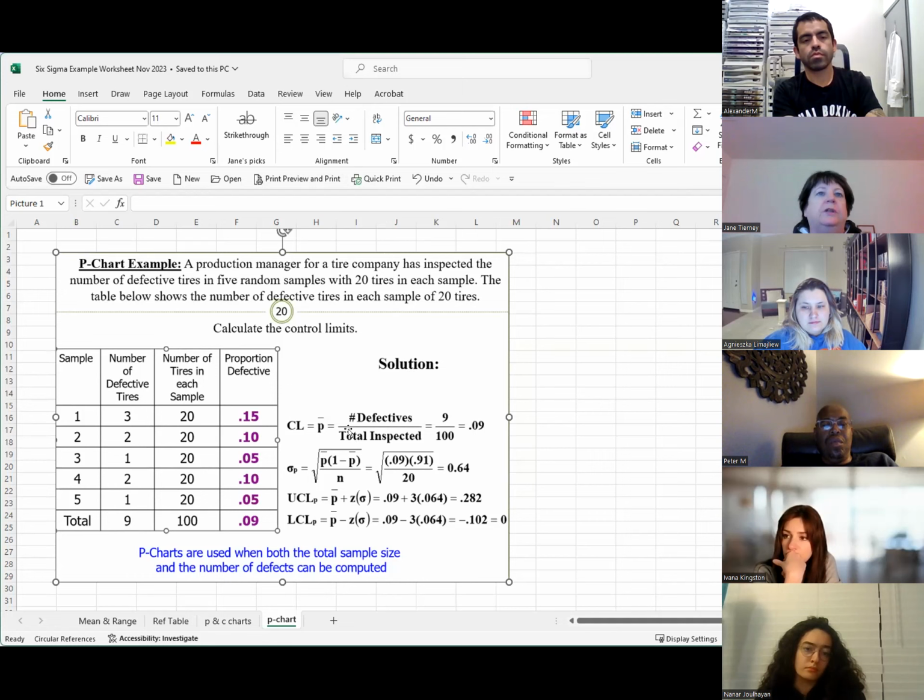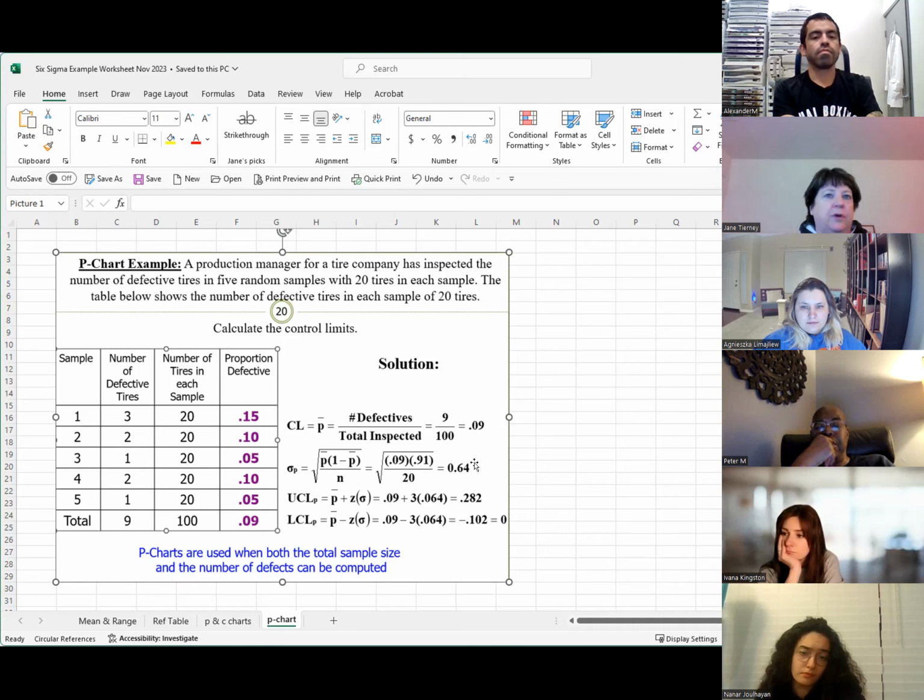So for the control limit, you calculate the P bar, which is going to be the 9 out of 100, which is going to be the 0.09. So then you have P bar times 1 minus P bar. So it's going to be 0.09 times 0.91. And then you're going to divide that by 20 because that's the number of samples that you have. N is 20. The N is the number in each sample. So you need the samples to be the same size. Then you take the square root of that, and that's going to give you 0.064.